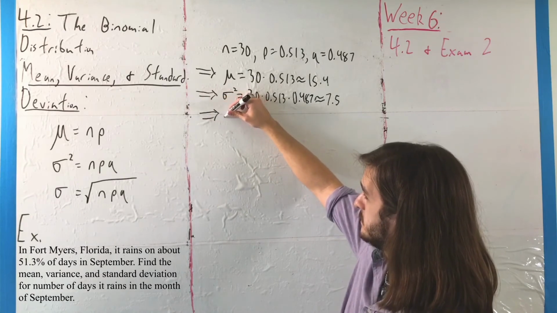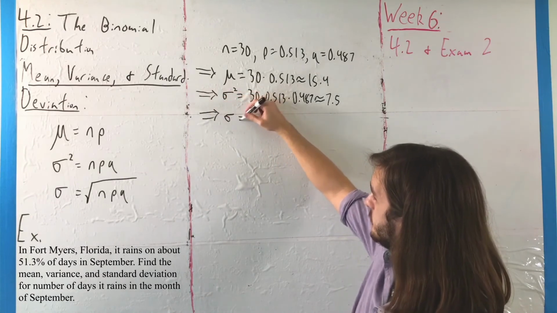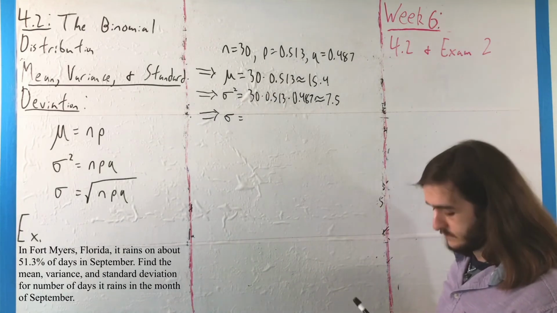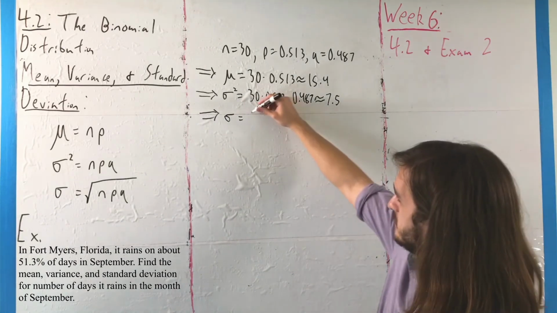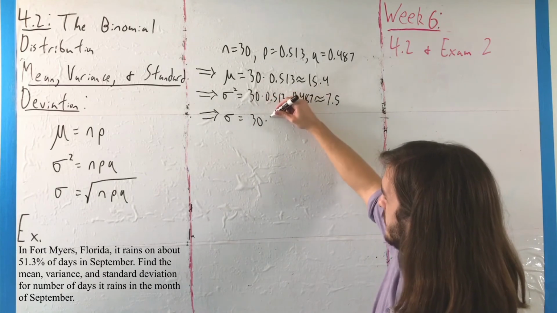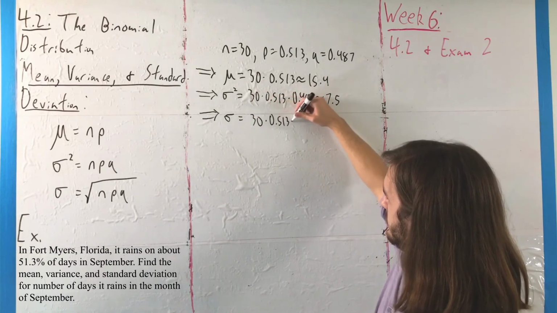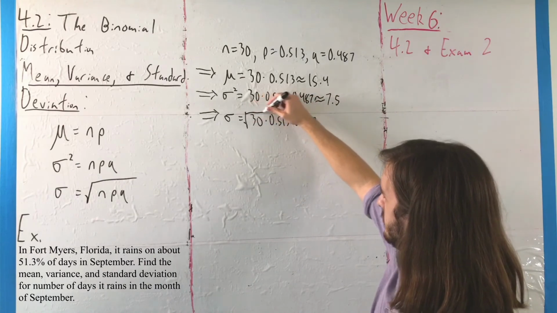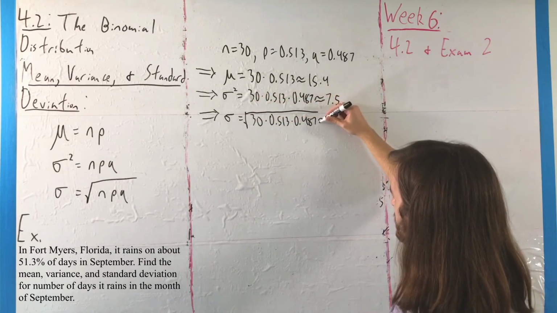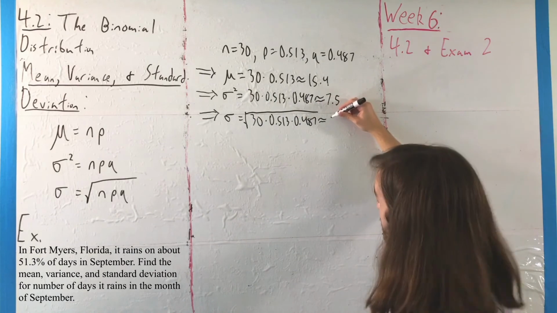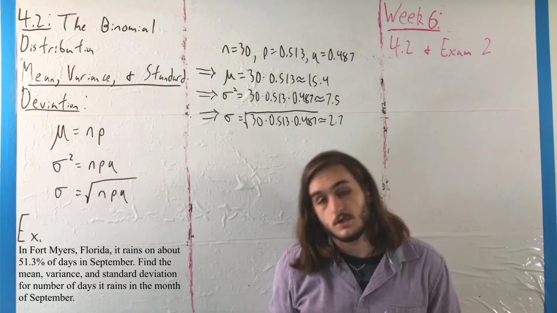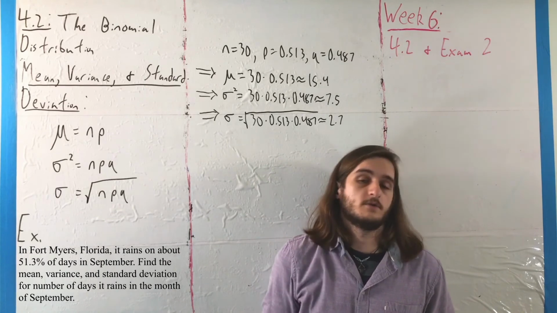Then finally, getting to sigma by itself, well, we just take this chain of information, 30 times 0.513 times 0.487, and throw it all underneath a radical to get a value of approximately 2.7. And this is essentially all we need for this section, for this unit.